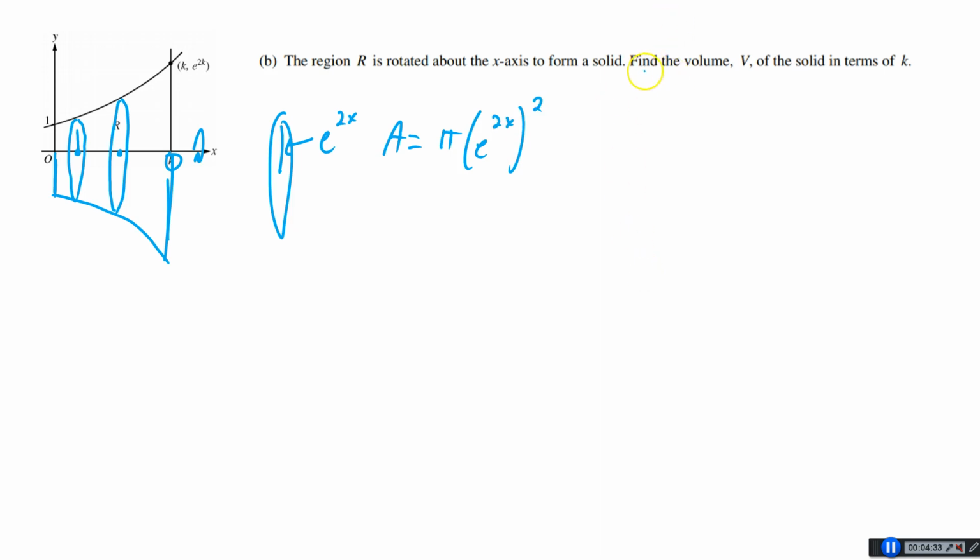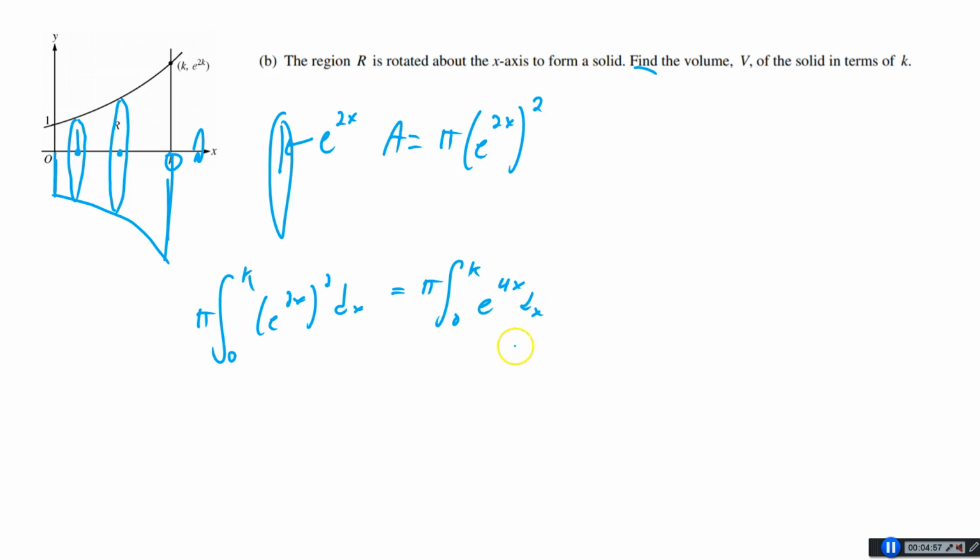All right, and they want us to actually find the volume. So this is not just a write and do not evaluate. We're actually going to have to find the volume here. So let's do it. We're going to integrate this area from 0 to k. Pull out the pi, and then we have e to the 2x squared dx. That is pi times the integral from 0 to k of e to the 4x dx, because power to a power you can multiply.